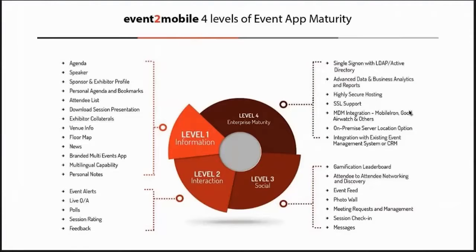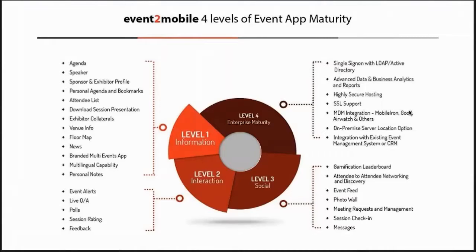Level 2 is where I feel the real app usability, features, and benefits of our app really start kicking in. Obviously, there are a lot of benefits at level 1 as well, like downloading session presentations, exhibitor collaterals available via the app, and the ability to make the app multilingual. So if you have a multilingual audience, you can make the apps multilingual. Also the ability to send out personalized alerts, do live Q&A, poll sessions, and ratings and feedback via the app.